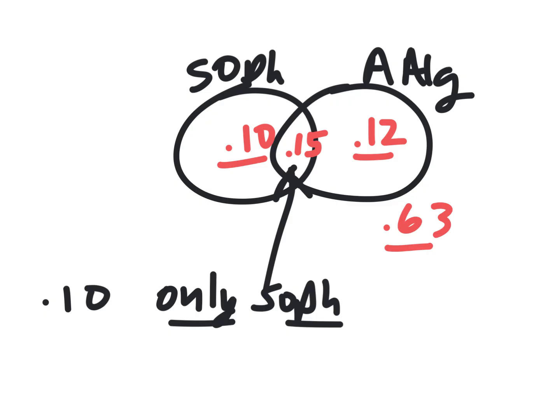Okay, what's the next one that they ask you? What is 0.15? 0.15. Okay, so if you wanted to be fancy pants, you could say that's sophomores and advanced algebra. See how I used a symbol there? You didn't have to, but you could say it with words, sophomores and advanced algebra. I think you get the idea.